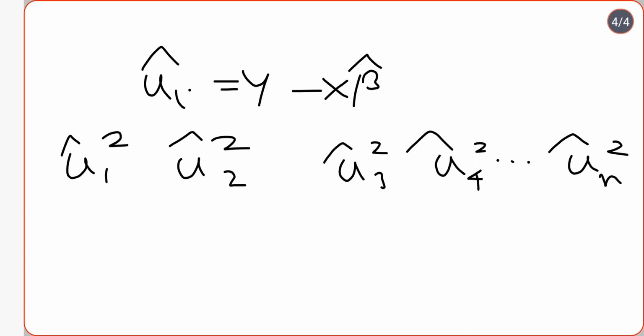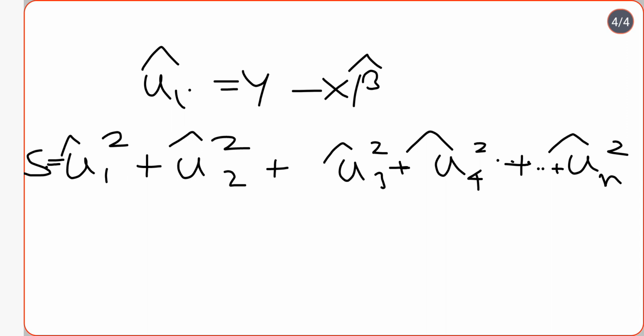and after squaring the error terms, we will add them. So it will be u1 hat square, u2 hat square, u3 hat square, u4 hat square, plus un hat square, and it is continuing here also. So let us give it a name, s. S equals the squares of the error terms being summed. Okay, we have summed the squares of the error terms and denoted it as s.